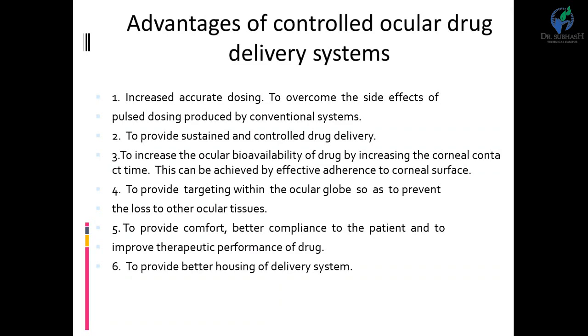They provide sustained, controlled drug release and increase the ocular bioavailability of the drug by increasing the corneal contact time, or the residence time, on that particular surface of the eye, so that also increases the absorption profile. That may be achieved by adhesive properties, effective adherence to the corneal surface, a mucoadhesive base. Next, it provides targeting within the ocular globe, to prevent the loss to other ocular tissues, through site-specific targeting.